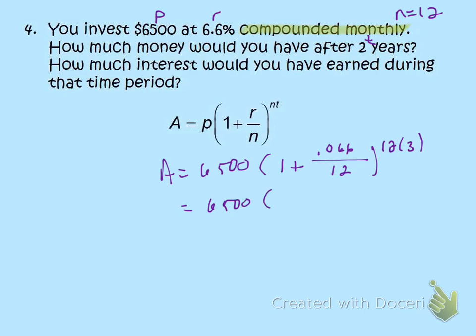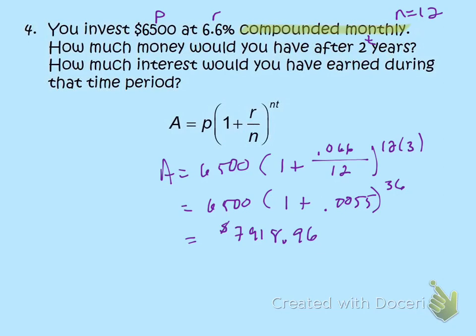And so you got 1 plus 1.0055. This is 36. So you got 1.0055, and we're going to raise that to the 36th power and multiply by 6,500. So you now have $7,918.96. The second question is, how much interest would you have earned during that time period?